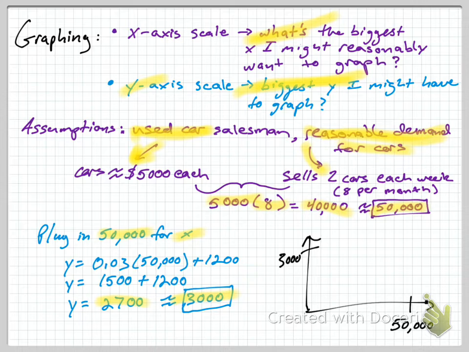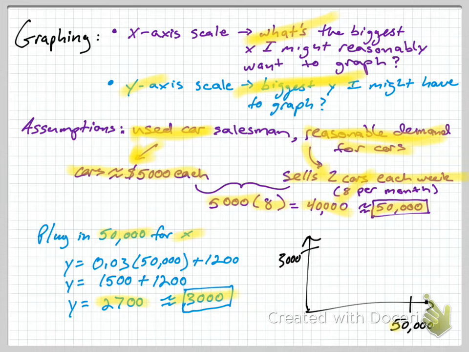We're not asked to get a perfect graph. We're just asked to get a graph that makes sense, right? And we don't know how many cars he sells, so we're just going to try to make a reasonable one. So let's assume if he's a used car salesman, cars are roughly 5,000 each. Let's also assume that there's enough demand for him to sell 2 cars each week, which would mean he sells 8 cars per month because there's 4 weeks in a month. So 5,000 times 8 gets us 40,000 total cost of all cars sold. And we're going to round that to 50,000 to make our lives easier.